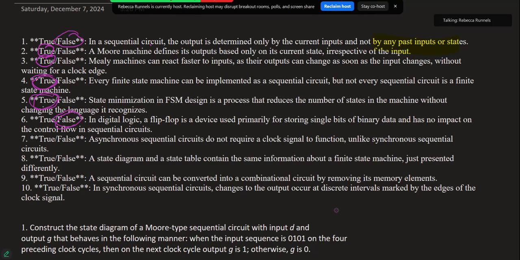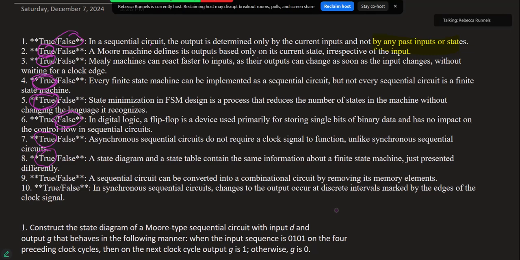Asynchronous sequential circuits do not require a clock signal to function, unlike synchronous sequential circuits. That's true. So remember way back when, you talked about latches? Latches are asynchronous. They don't require the clock cycle. A state diagram and a state table contain the same information about a finite state machine, just presented differently. True? Yes.